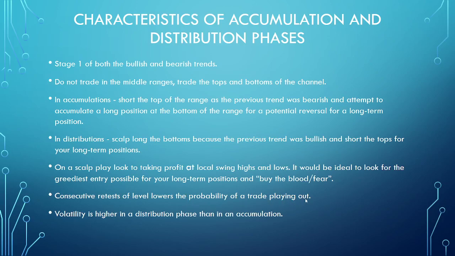So if it tests that top range one, two, three, then even four times, it lowers the chance that it's going to retest that high range, right? And volatility is higher in a distribution phase than accumulation. A lot of times in accumulation, depending on what type of time frame you're looking at, you'll get a nice drawn out time period, especially on a longer time frame, and you only get like one retest. In distributions, a lot of times you barely even get one retest. It's on lower time frames when the retest happens, and you get a really huge sell-off at the top. But yeah, those are some characteristics of these two phases.